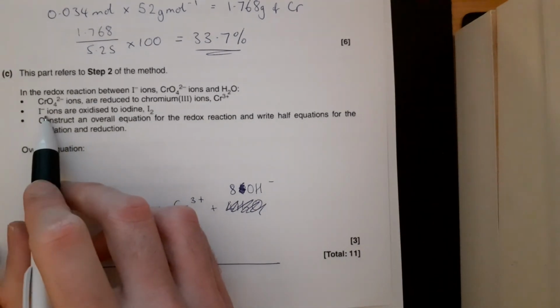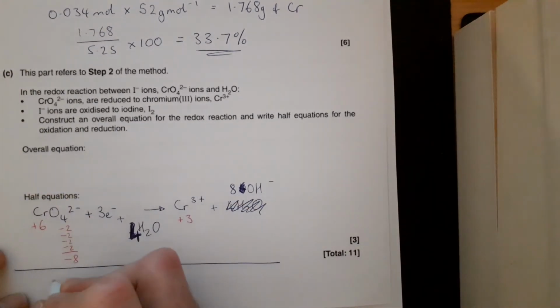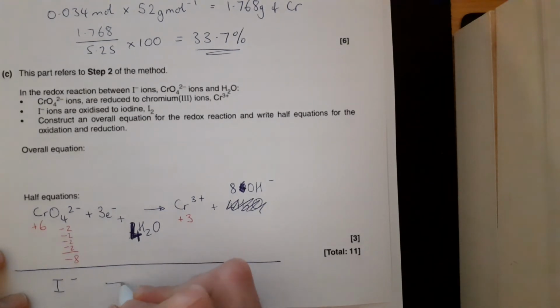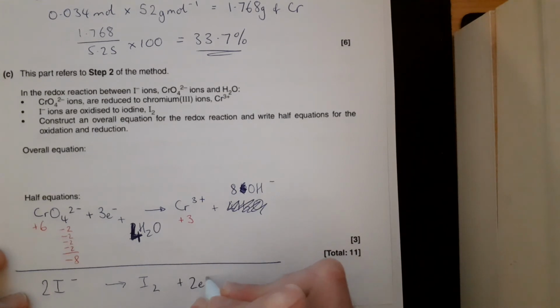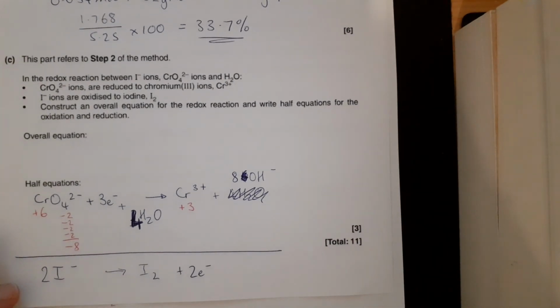The other half equation is I- oxidized to iodine. At least that's nice and easy. I- is going to I2. It's got to be 2 of those. It's going to lose 2 electrons, right? Okay, so that's not too bad.